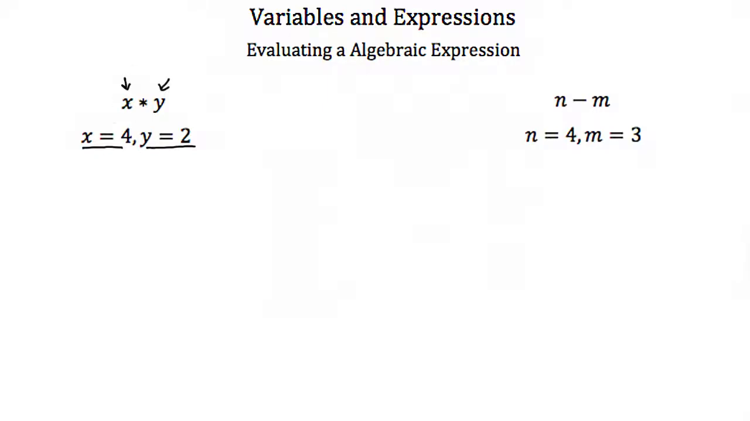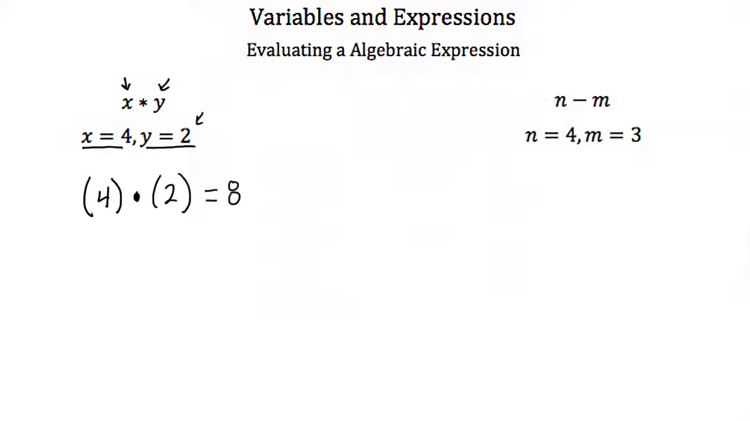So if x is equal to 4, we would have a 4, and then it's times our y value, but our y value we were told is equal to 2. So we would substitute 2 in for y, and we would get 4 times 2, which is just equal to 8. Let's try this again.